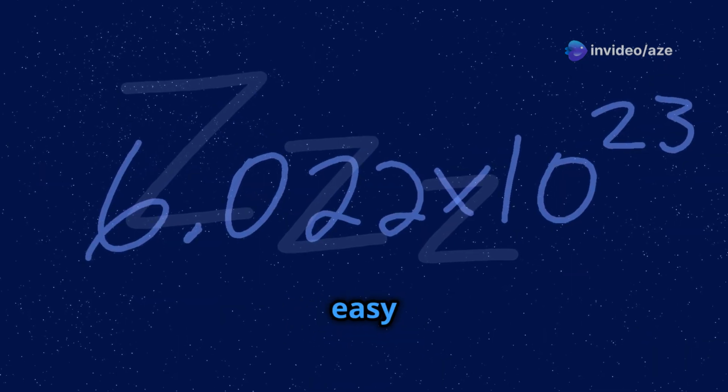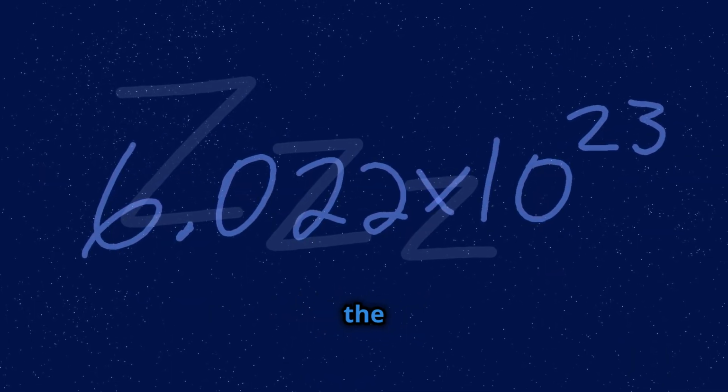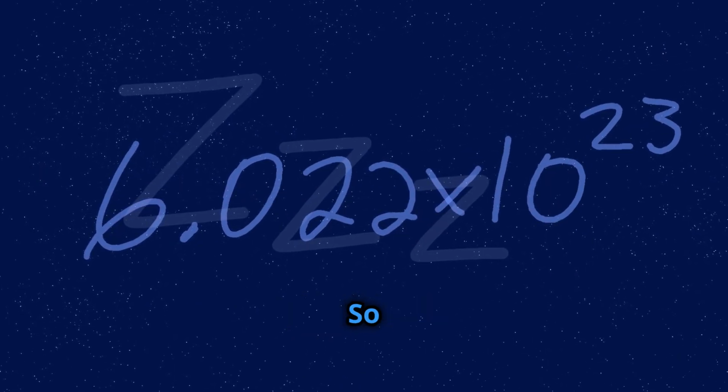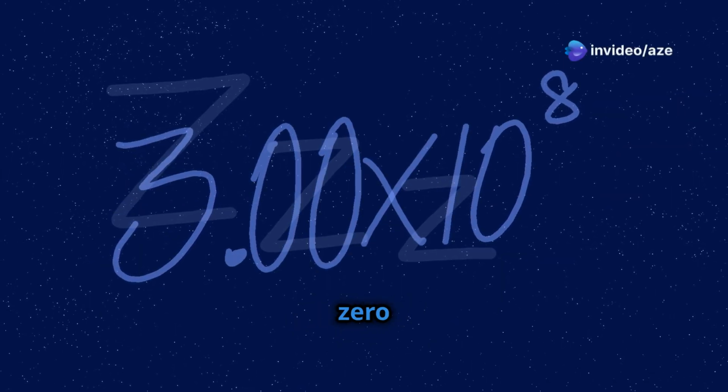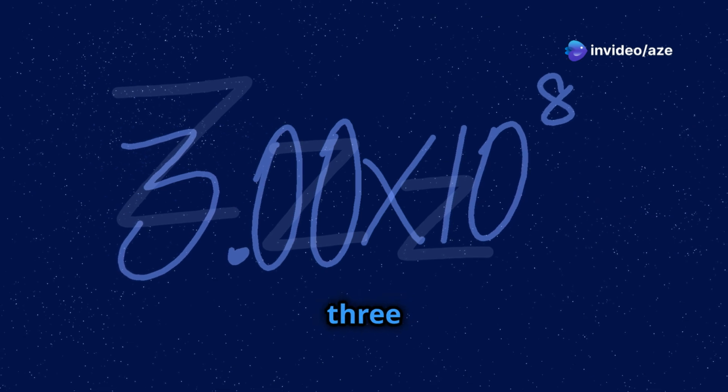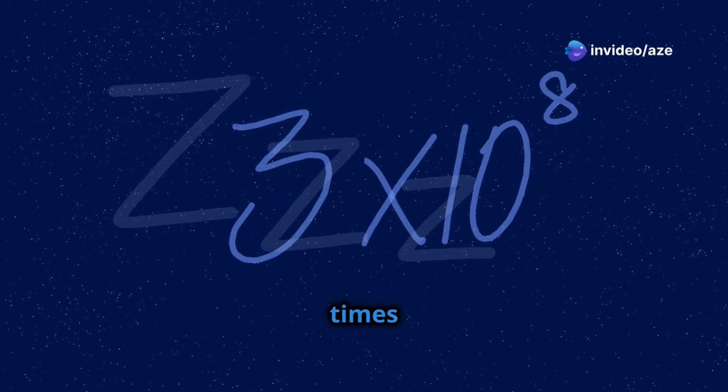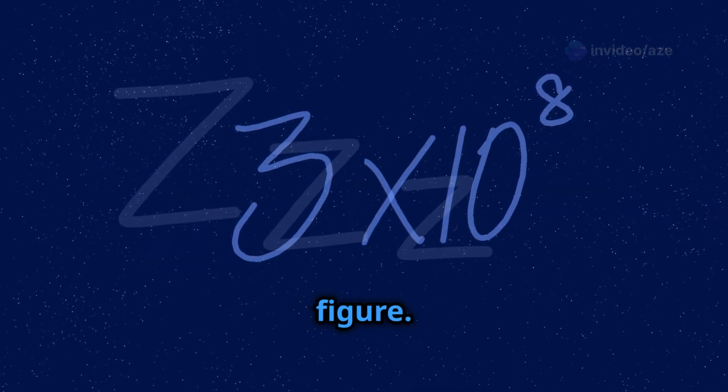Scientific notation makes it easy to identify significant figures because all the digits in the coefficient are significant. So Avogadro's number has 4 significant figures. For example, the number 3.00 times 10 to the 8th has 3 significant figures, while the number 3 times 10 to the 8th has only 1 significant figure.